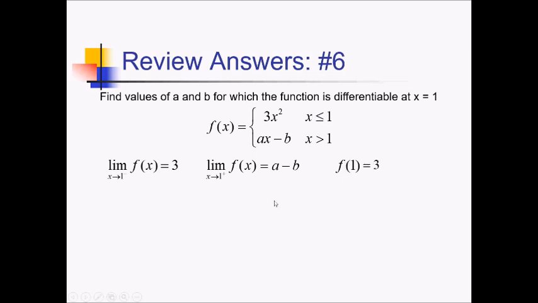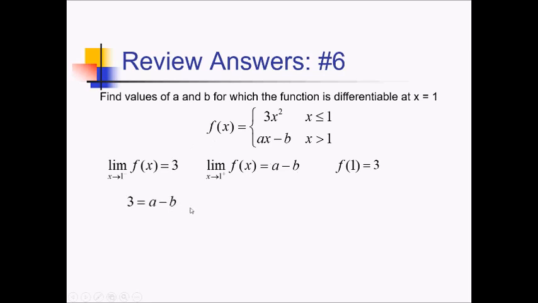Well, if this function is continuous, that means these three things have to equal each other. The limit and the function value have to match up. And for the limit to even exist, the left and the right side limits have to match. So basically 3 has to equal a minus b.